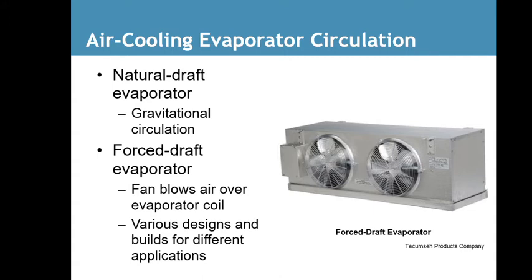Air cooling evaporator circulation. Natural draft, gravitational circulation, or convection, where the air just normally passes through the room. Warm air goes up and it heads towards the cooler, and up and down it goes through the room. Forced draft evaporators: fans blow air over the evaporator coil. Various designs and builds for different applications.